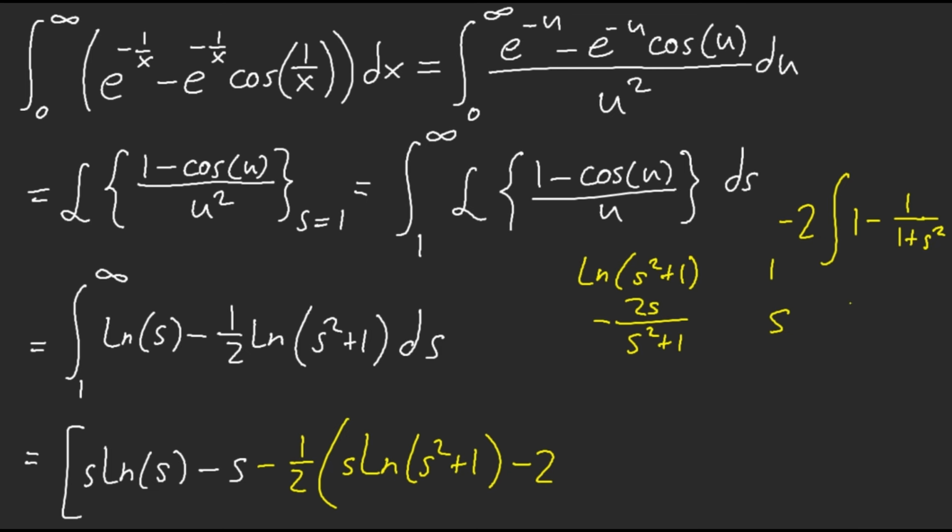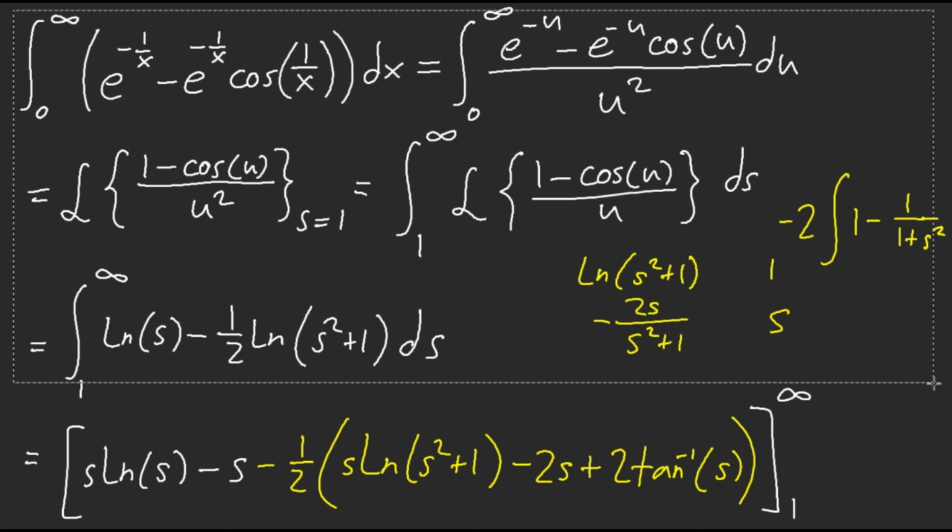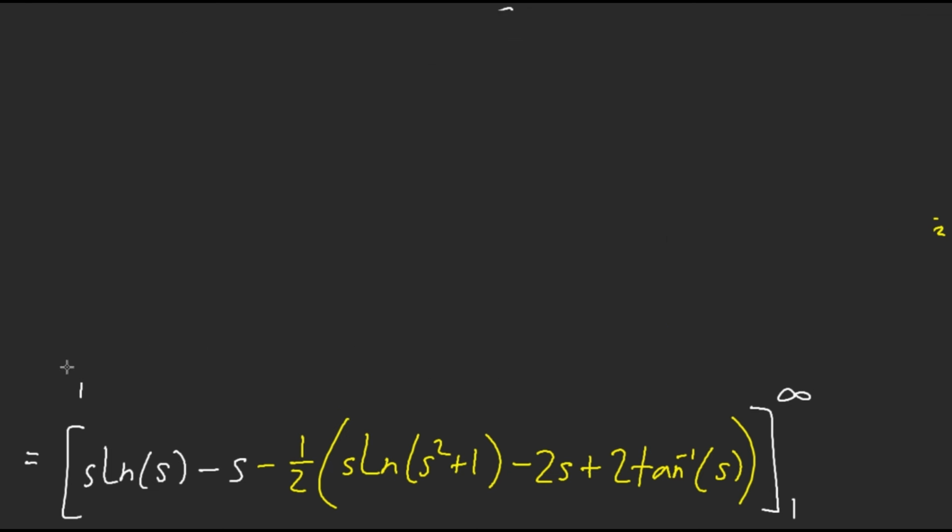Okay, so we have minus 2s plus 2 inverse tangent of s. Okay, all of that in parentheses. Holy goodness. And now we have to plug in from 1 to infinity. Oh boy. We're almost there. It's okay. We're almost there.